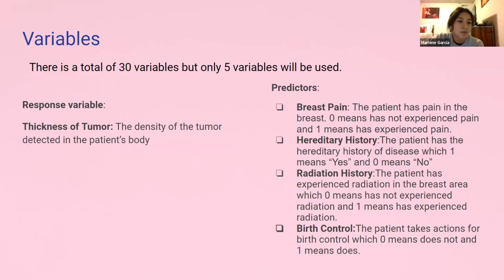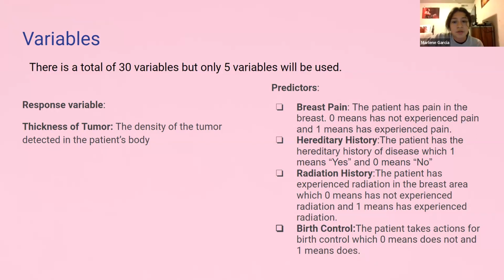My response variable would be the thickness of the tumor since it's quantitative, and it would just be the density of the tumor detected in the patient's body. There are a total of 4 predictors. My first predictor is breast pain, and this is just if the patient has pain in the breast. 0 would mean that they have not experienced pain, and 1 that they have experienced pain.